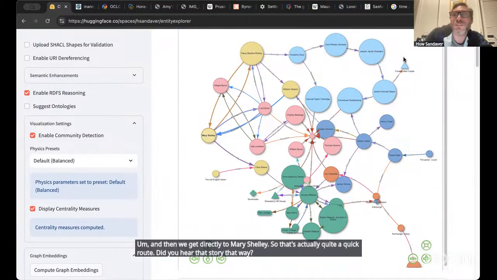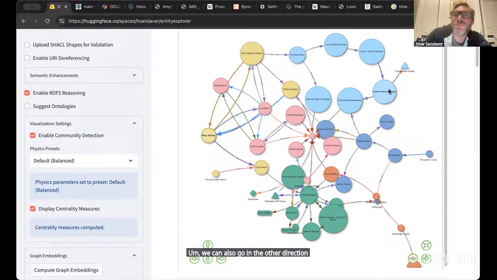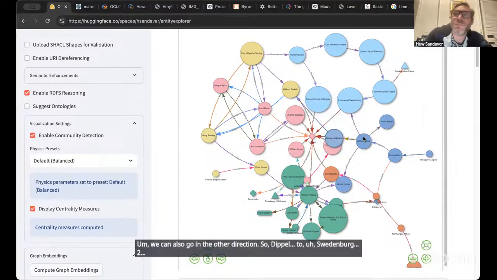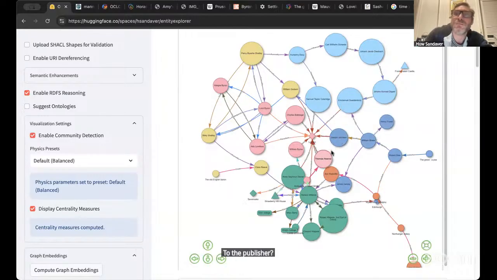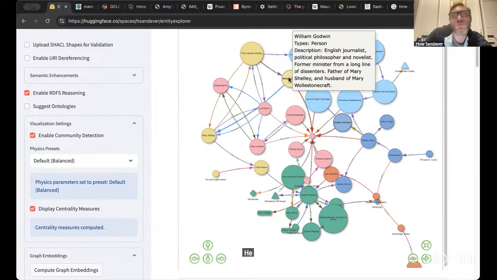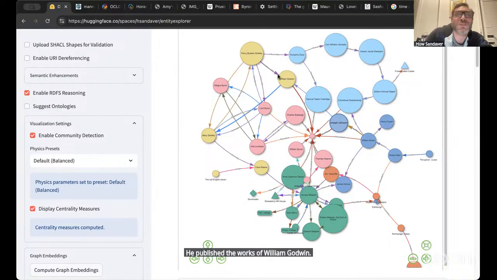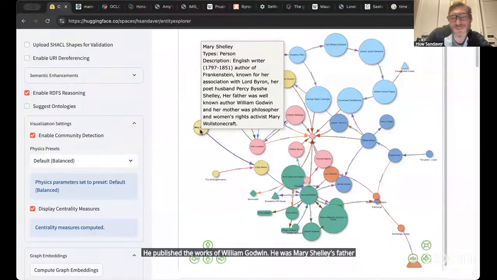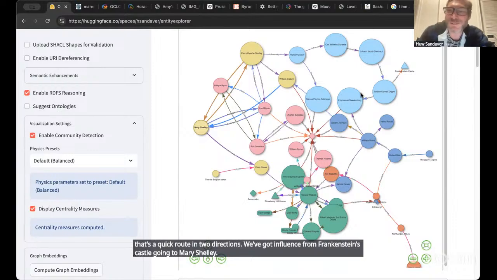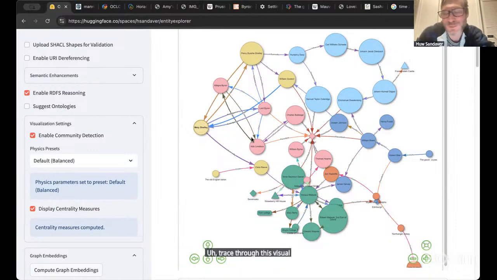We can also go in the other direction. So Dippel to Swedenborg to William Blake to the publisher, Joseph Johnson, who published the works of William Godwin, who was Mary Shelley's father. So that's a quick route in two directions. We've got influence from Frankenstein's castle going to Mary Shelley, traced through this visualization, which I thought was really fun and cool.